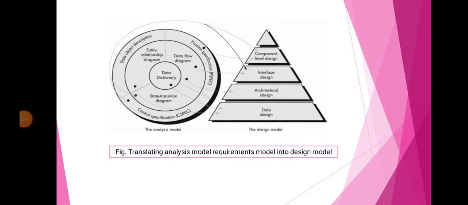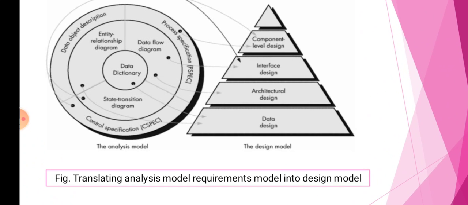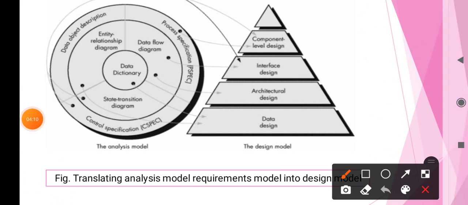Each activity transforms information in a manner that ultimately results in validated computer software. Each of the elements of the analysis model provides information that is necessary to create the four design models required for the complete specification of the design. See, this is the figure. It contains four design models.